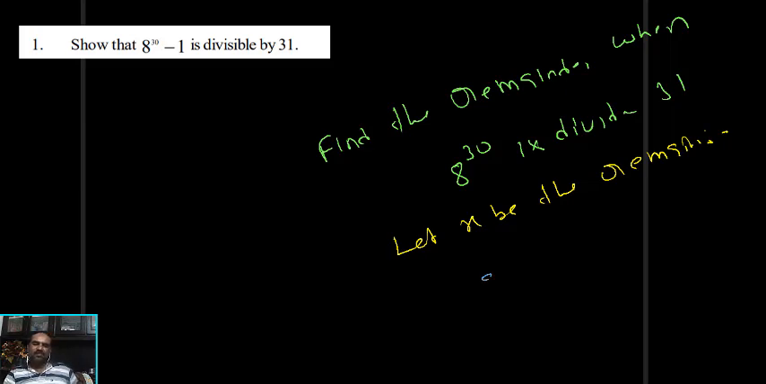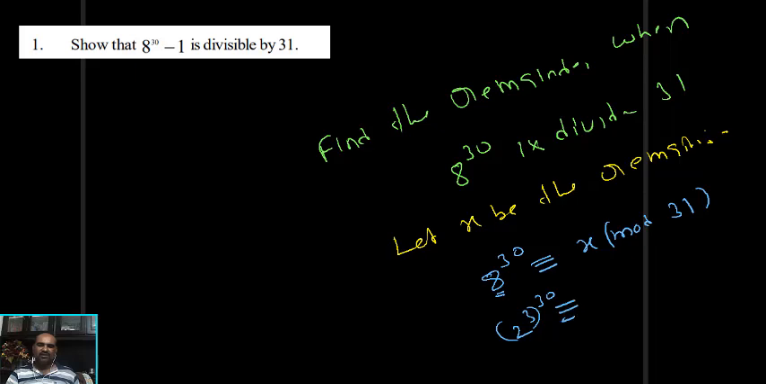What can I write now? 8 power 30 is congruent to x modulo 31. Let me make this base smaller than 8. I can write 8 as 2 cube. So (2 cube) whole power 30 is congruent to x modulo 31, that is the x I want. Or 2 power 90 is congruent to x modulo 31.